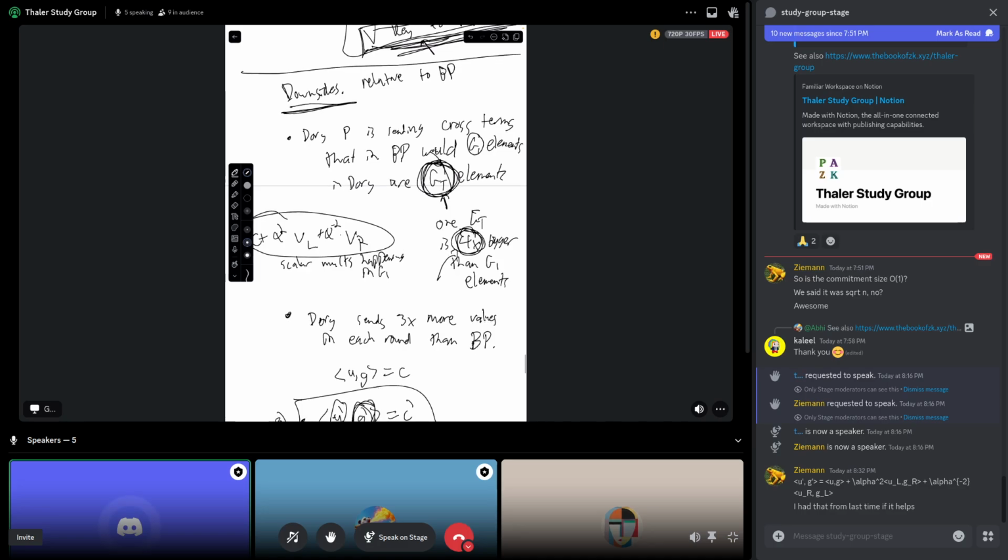In Dory, all of these are target group things. And so in Bulletproofs, all this arithmetic happens in G1. In Dory, all of this happens in the target group. These are scalar mults in GT.